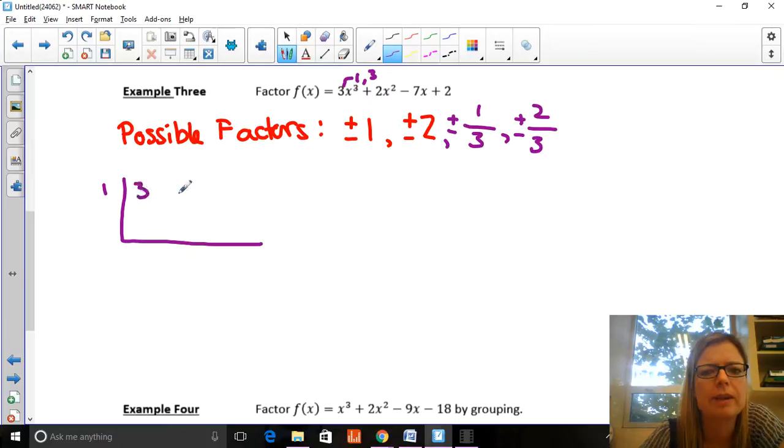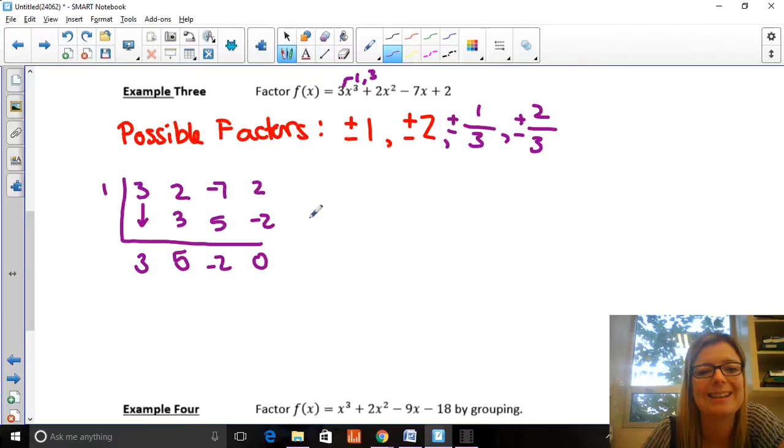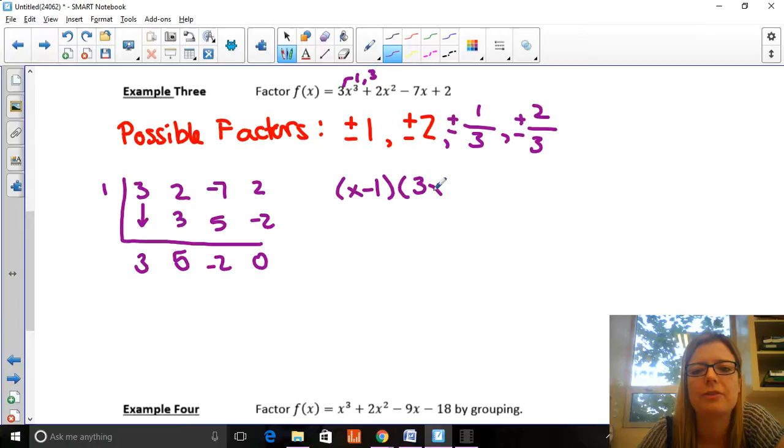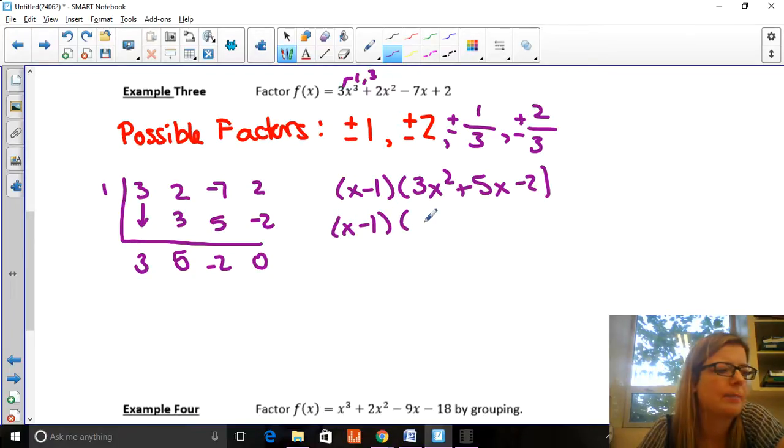So I have 3, 2, negative 7, and 2. Bring down my 3, 3, 5, 5, negative 2. Oh, yay! I get a remainder of 0. Exciting times. So that means x minus 1 is a factor, and then I still have 3x squared plus 5x minus 2. Okay, so now this is a quadratic, so I can use decomposition to factor that. So I get 3x minus 1 and x plus 2.